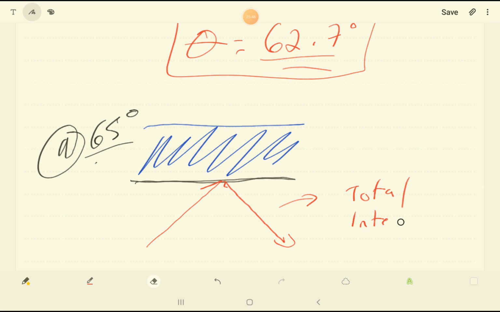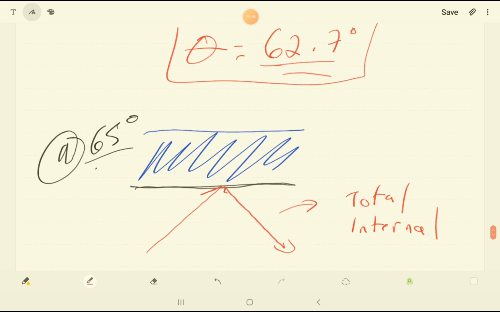But there is a way to keep all the light from escaping, and that's to simply reach the critical angle at 62.7. And that would be just as effective at keeping all the light energy in the first medium and away from the second.